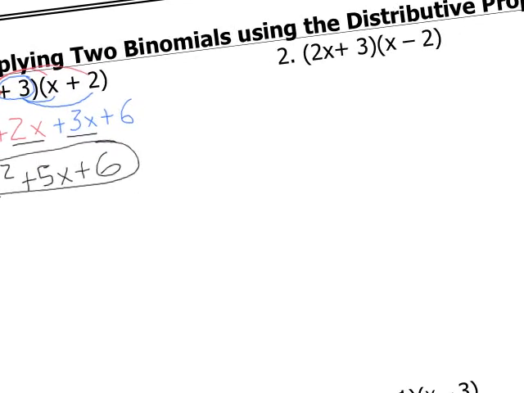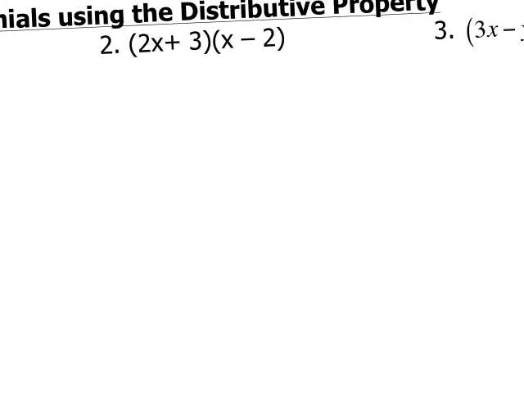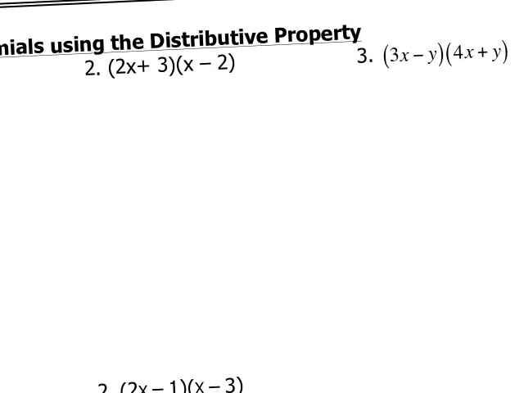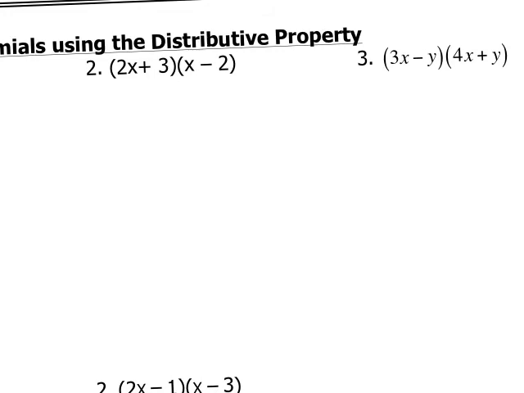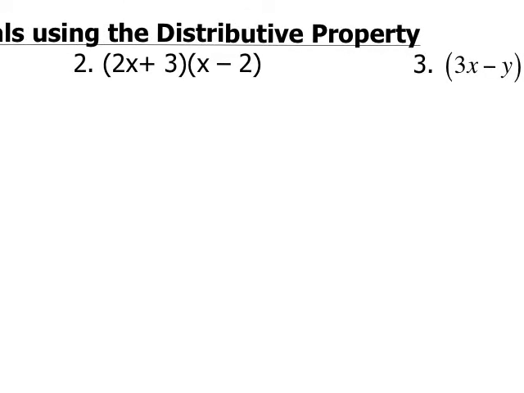Okay, let's do another one together. Let's do number 2. So I'm going to do it all in one color this time. So 2x times x is 2x squared. 2x times negative 2 is minus 4x. Stop me if I'm going too fast. So that's my first piece. Don't forget about that second piece. So 3 times x is plus 3x. And 3 times negative 2 is minus 6.